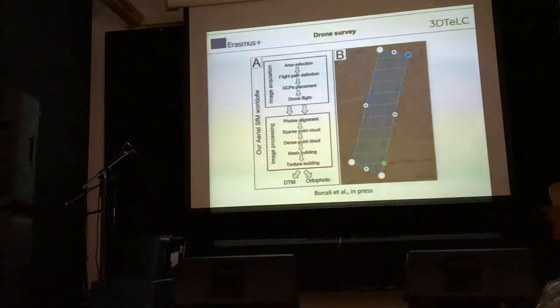So you select the area, you start the mission, you collect some ground control points on the ground, and then you make the flight. You cover the area with the drone in an ideal position, usually, so the camera is oriented orthogonally to the ground to collect the photos. And then you put all the photos in the software, like the one that is running on my computer.